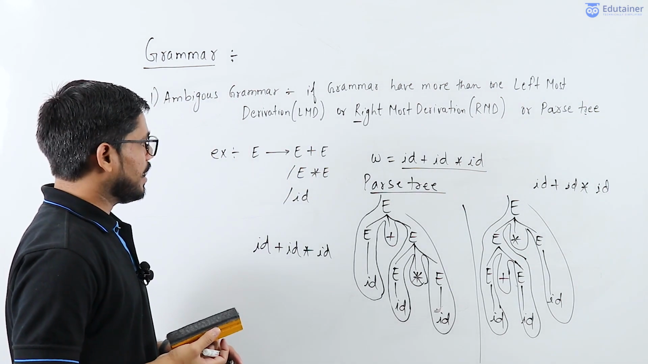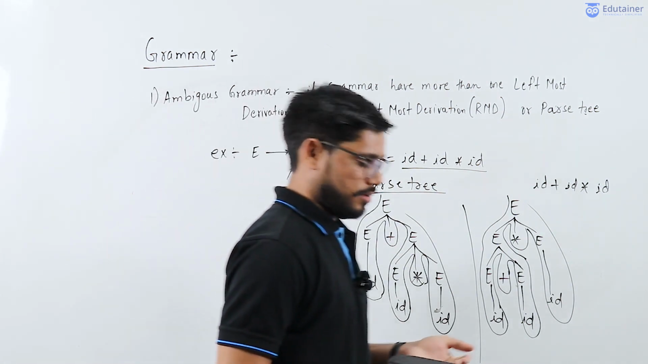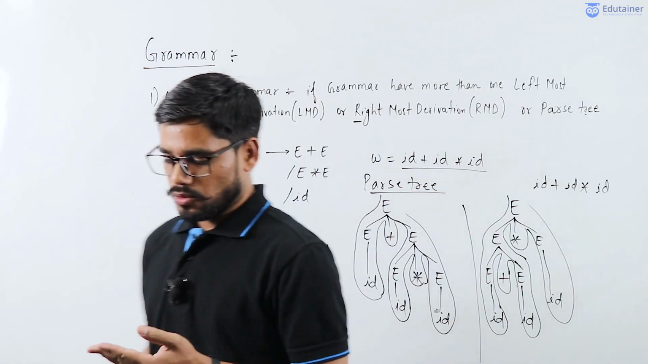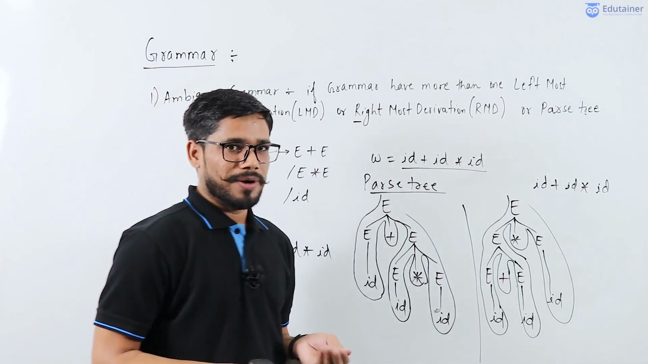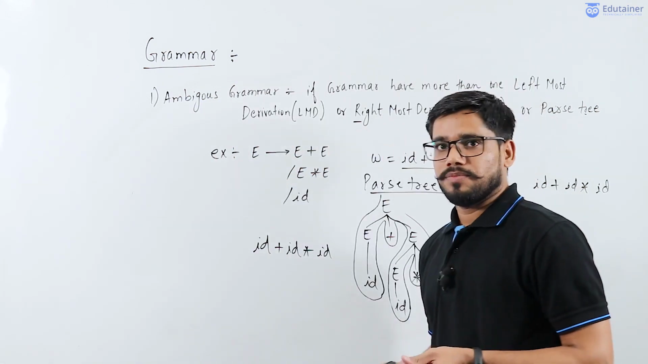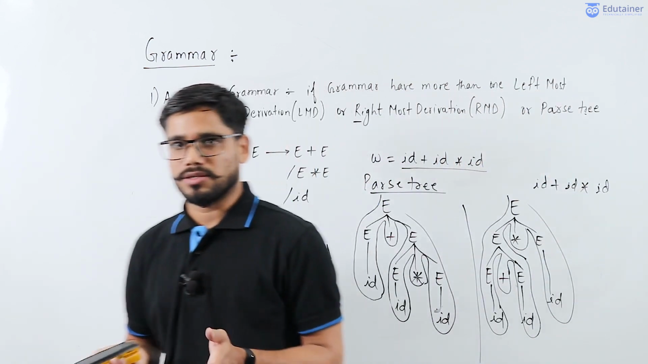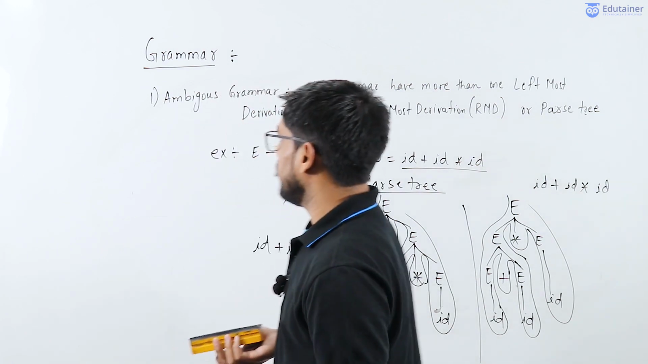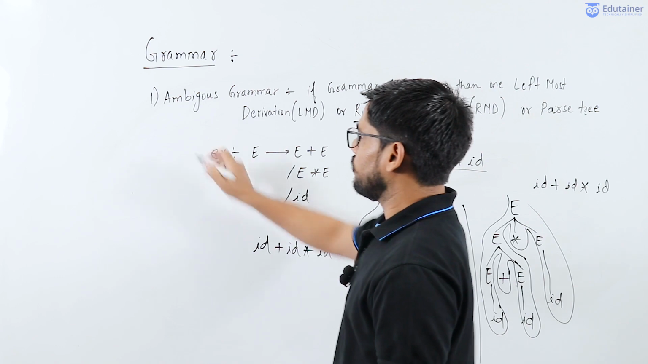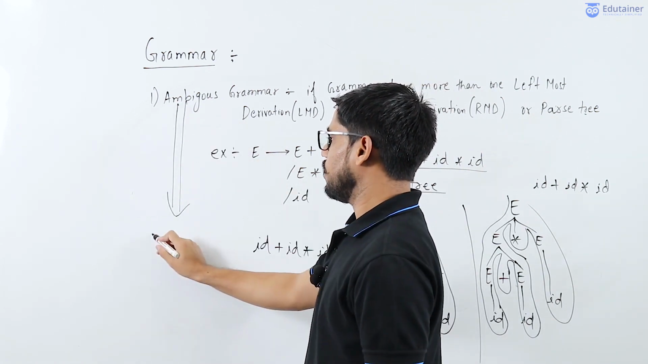So an ambiguous grammar is not parsed by any of the parsers except one parser, which is the operator precedence parser. In the previous video I already told you the operator precedence parser allows some ambiguous grammar. But apart from the operator precedence parser, none of the parsers allow ambiguous grammar. So we have to convert ambiguous grammar into unambiguous grammar.